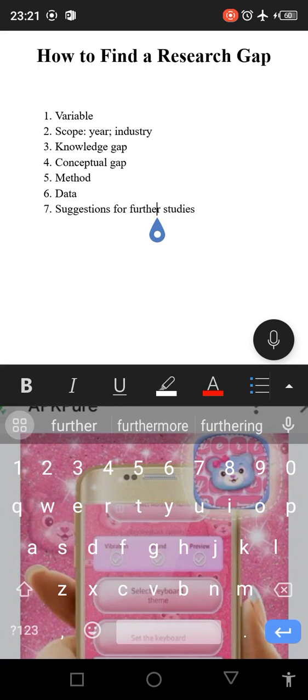For suggestion for further studies, it now depends on what you want to do. If you see an opportunity for suggestion for further studies in any literature that you are reviewing, then that shows that you need to structure your objective, your question around that suggestion for further study in order for you to fulfill the gap that has already been identified from existing literature.